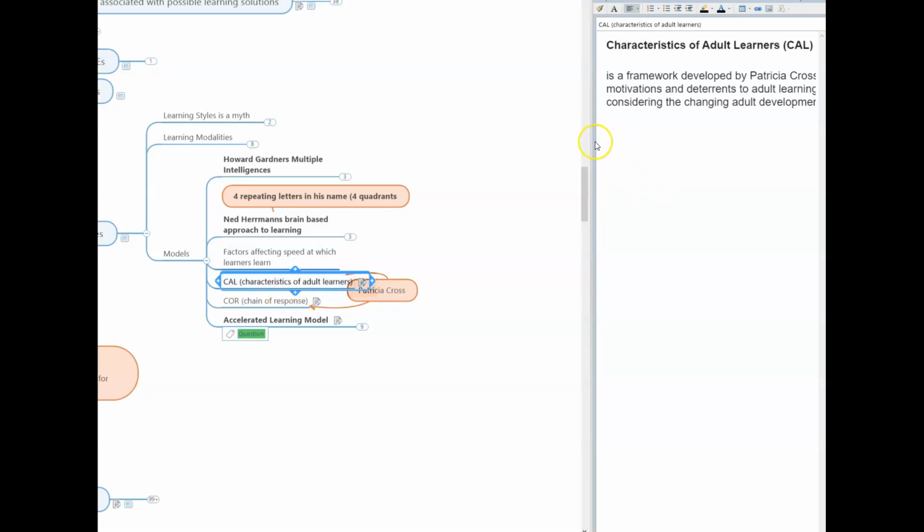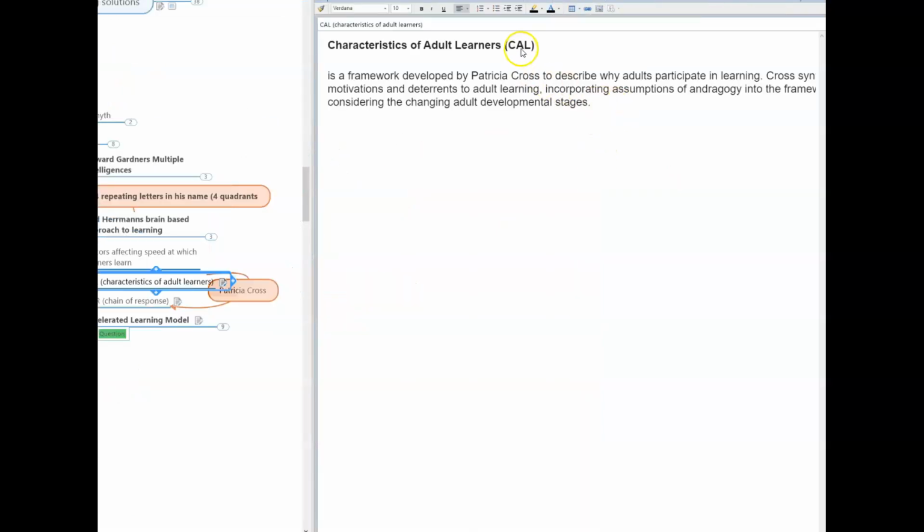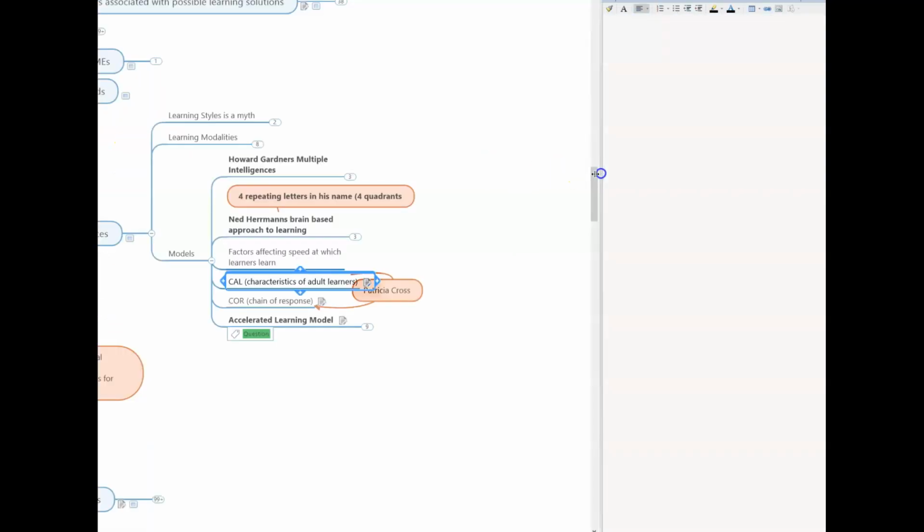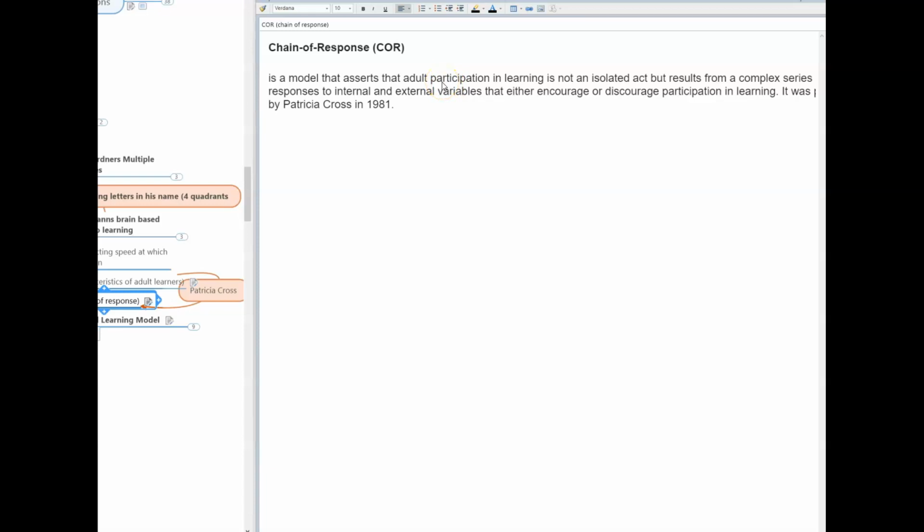CAL is the characteristics of adult learning, and it's a framework that was developed by Patricia Cross to determine why adults participate in learning. Cross synthesized research about motivations and deterrents to adult learning, incorporating assumptions of andragogy into the framework as a means for considering the changing adult developmental stages. And COR is a chain of responses. It's a model that asserts that adult participation in learning is not an isolated act, but results from a complex series of responses to internal and external variables that either encourage or discourage participation in learning. It was created by Patricia Cross in 1981.